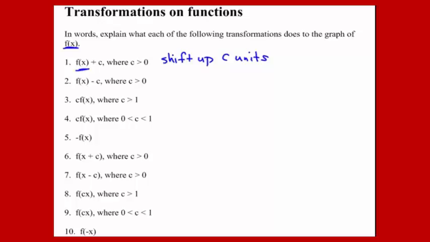Now I'm subtracting c units, so it's going to shift c units downwards. Now when I multiply c on the outside of f of x, it's going to be a vertical stretch by a factor of c.